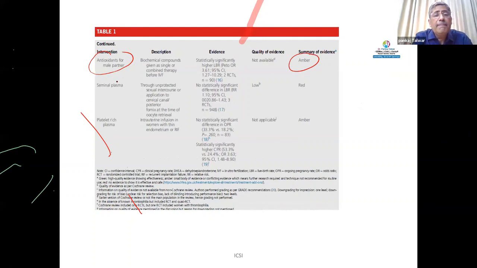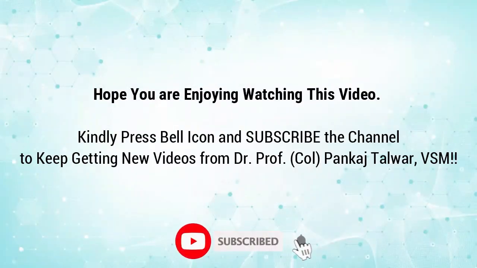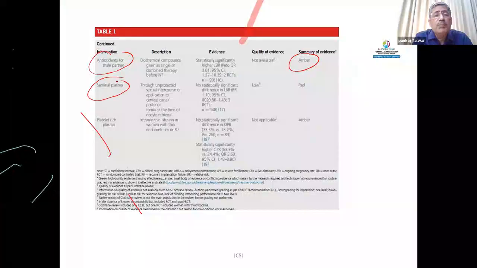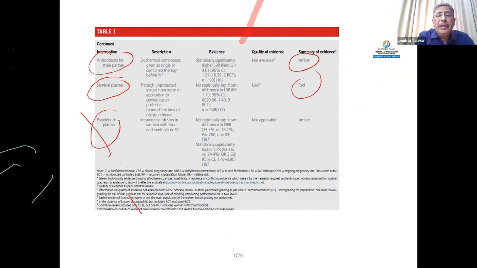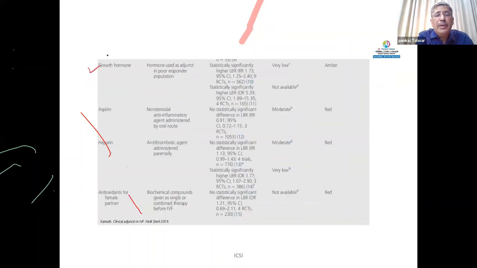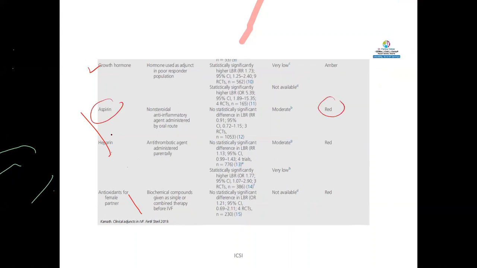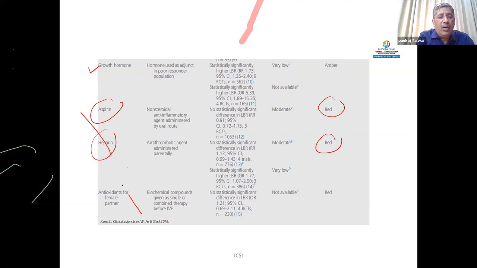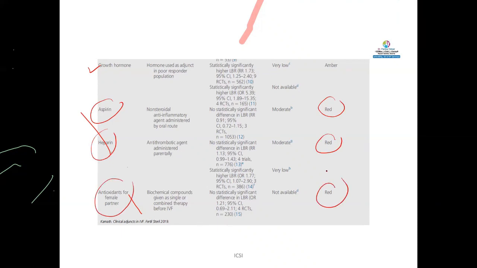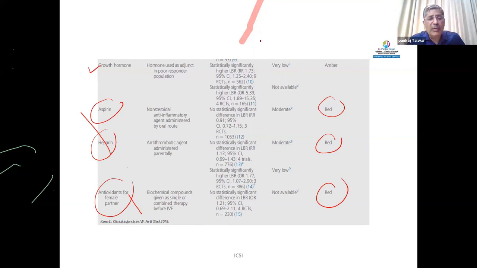Seminal plasma, red, not to be used. PRP, amber. This is what he has brought out. Growth hormone, amber. Aspirin is red. Heparin is red. And antioxidants for female partner are red. So for female partner, there is no evidence at all that we can give any antioxidants. Male, it is amber. For female, it is actually none.